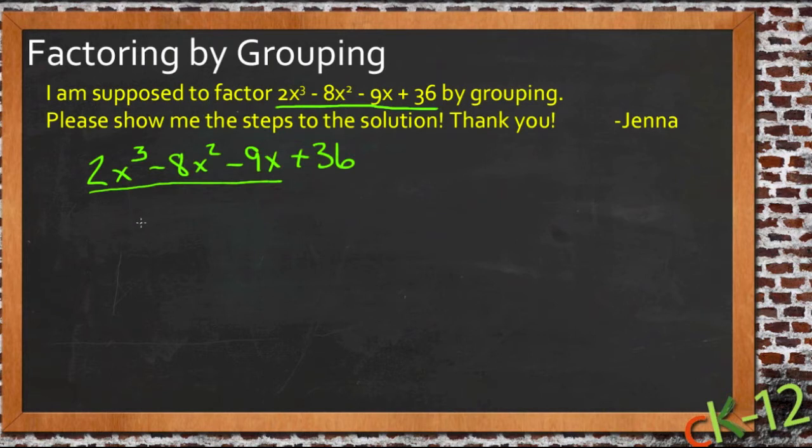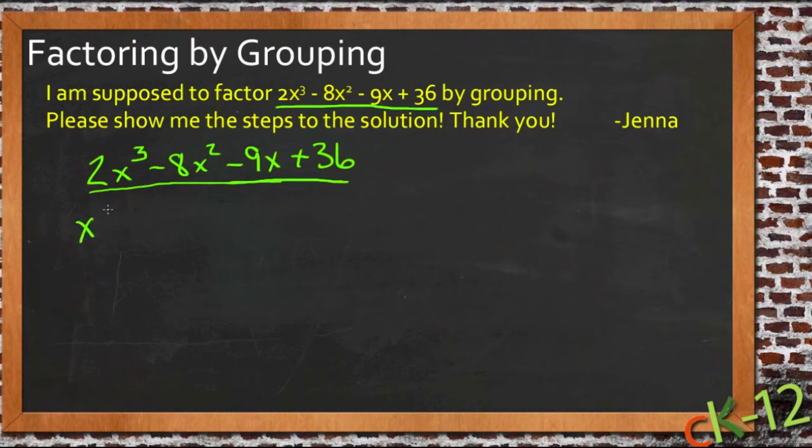So let's see if maybe the first two terms, it looks like they both have x's in common, obviously. If all three of these did, then the first two certainly do. And the last two terms look like they have a constant in common. Negative 9 and 36 would both divide by 9. So let's pull that apart first. So let's say we'll pull out an x from the first two.